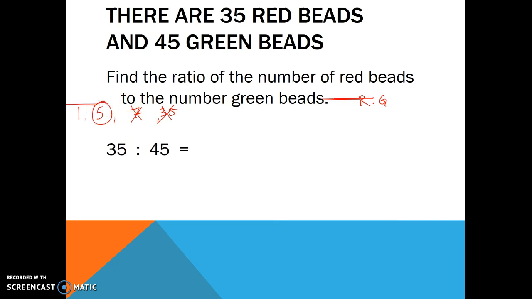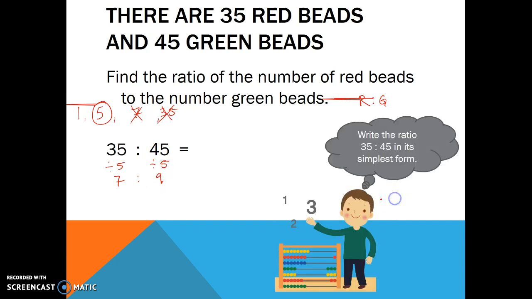So if we divide both 35 and 45 by 5, we're going to get 7 to 9, because 35 divided by 5 is 7, and 45 divided by 5 is 9. And so that's our ratio in its simplest form.